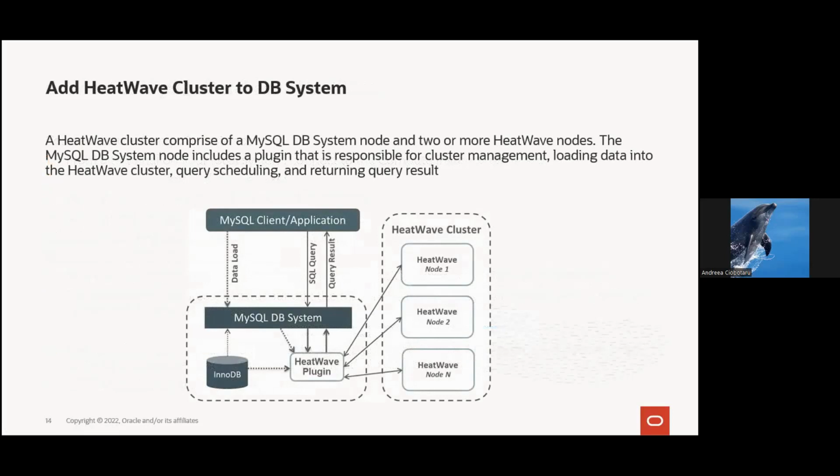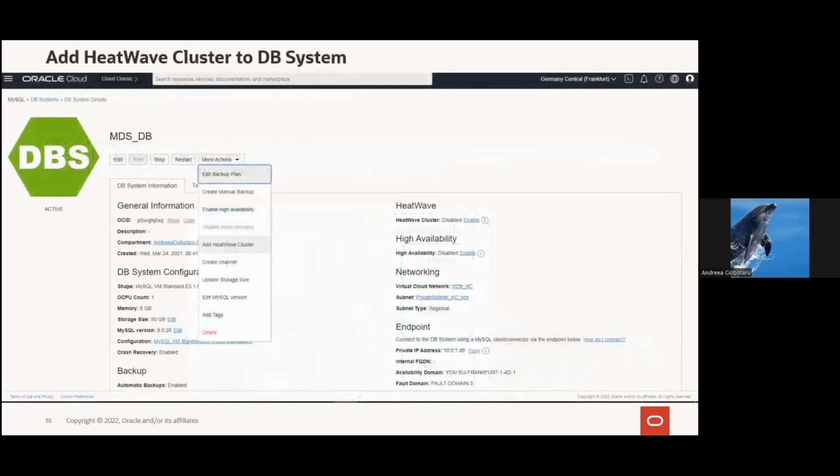What we have to do next is to add a HeatWave cluster to our DB system. So as I was saying, you have the HeatWave cluster, which consists of the DB system node, all right? And then you have 2 or more HeatWave nodes. And as you can see, you have this plugin in the MySQL DB system node. You have this plugin that is responsible for all the cluster management and so on. Okay. So now, how do we add the HeatWave cluster to our MySQL instance?